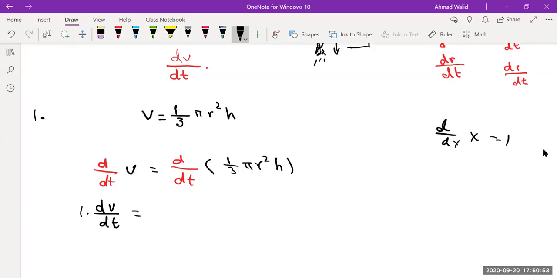Now, on the right side, 1/3 is a number. I can take it out and put it in front of the derivative. Also, pi is a number, so I can put the pi outside because I'm not taking the derivative of pi. What is the derivative of r squared? d over dt of r squared gives you 2r, because it's implicit, again, dr dt.